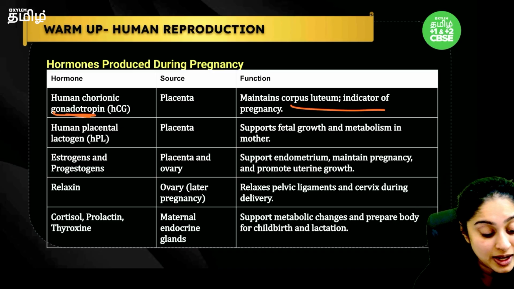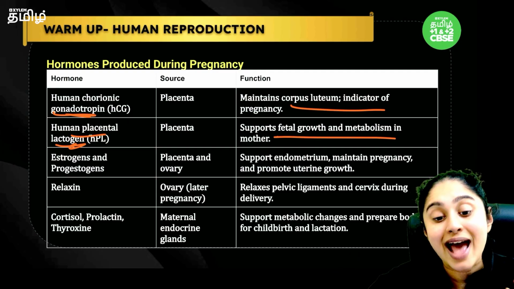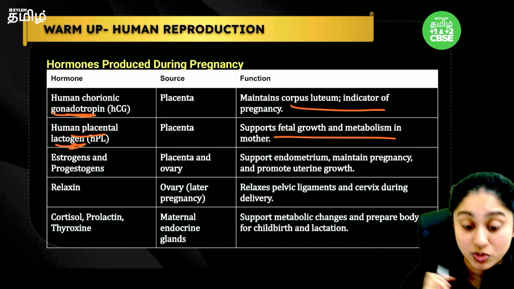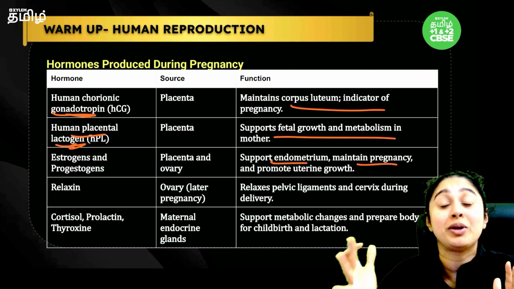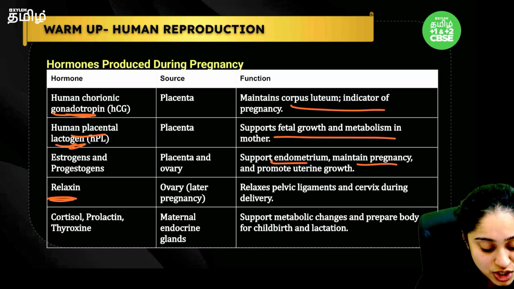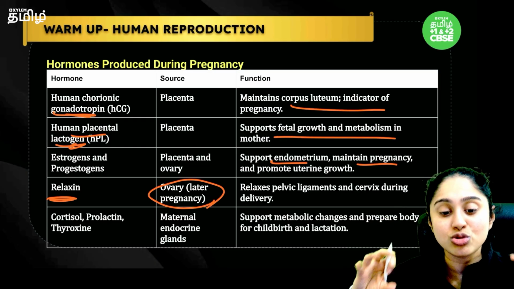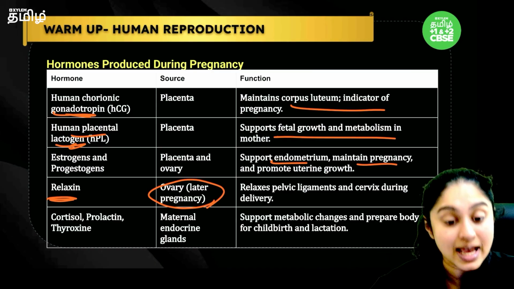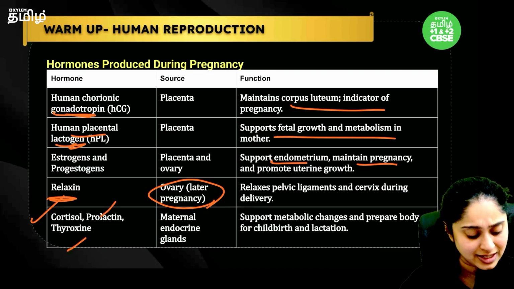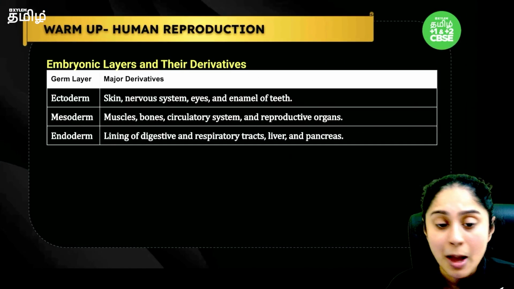Then we have the HPL, human placental lactogen, which will support metabolism of the mother as well as the fetal growth. Then also there are progesterone and estrogen, which will maintain the pregnancy, support the endometrium and help the fetus in growing. Now also we have relaxin, which is a hormone produced later in the pregnancy to relax muscles and tissues so that parturition can take place. Then during the entire pregnancy we have cortisol, prolactin, thyroxine, everything supporting all the metabolic changes in the mother.